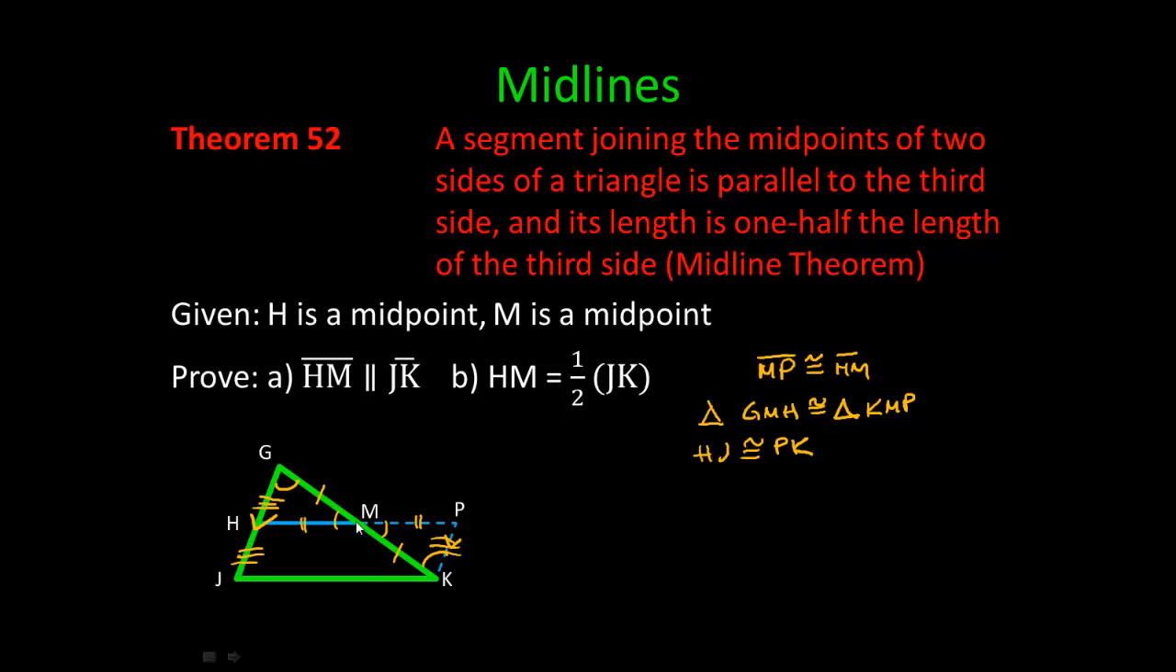And since we said that M was a midpoint because we made these two segments equal, we could say that HM is half the length of JK. Because if PH is congruent to JK and M is the midpoint of PH, then HM is half the length of JK. So that's how that works. So midlines, it's important to remember, join two midpoints together, and that line that's created by connecting those two points is parallel to the third side and half the length.